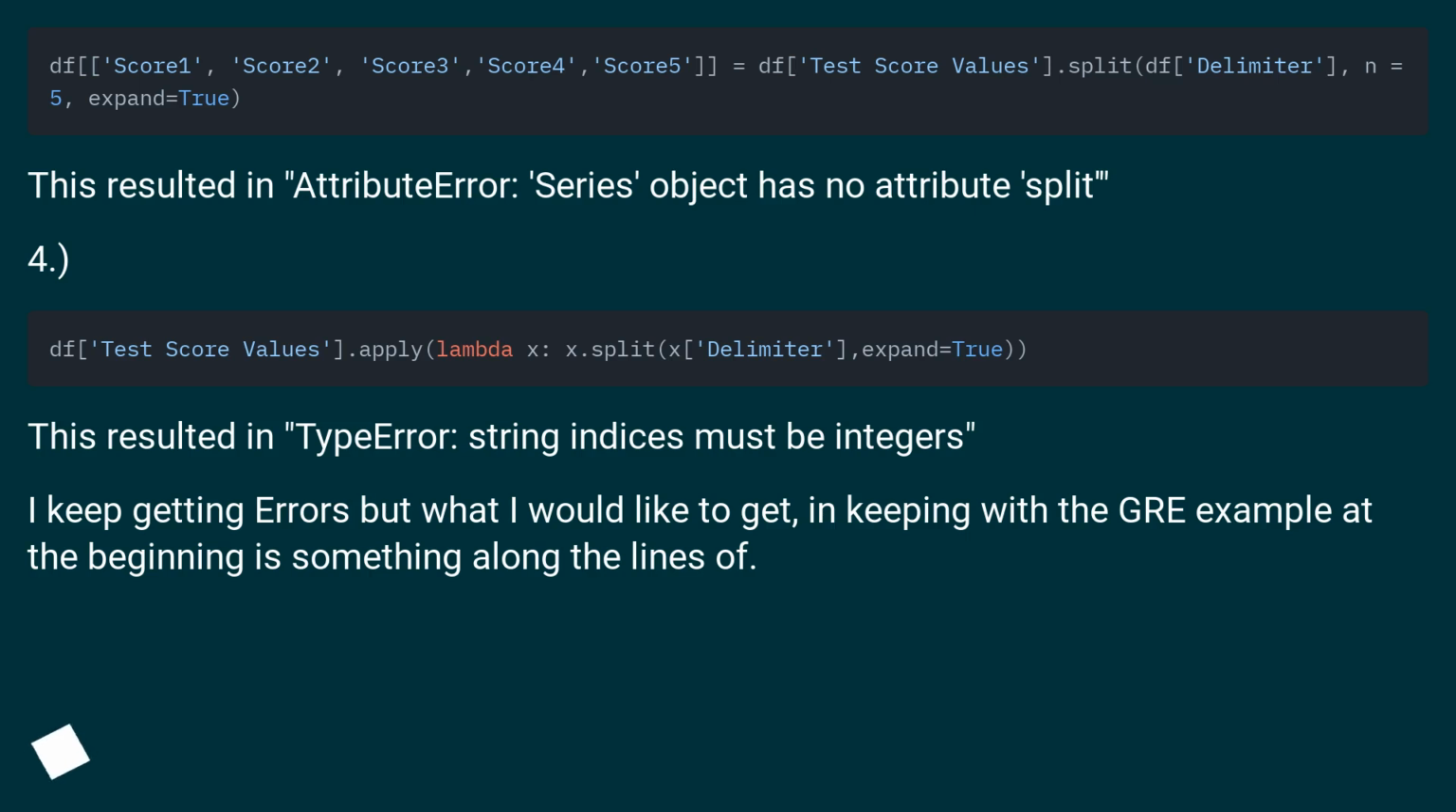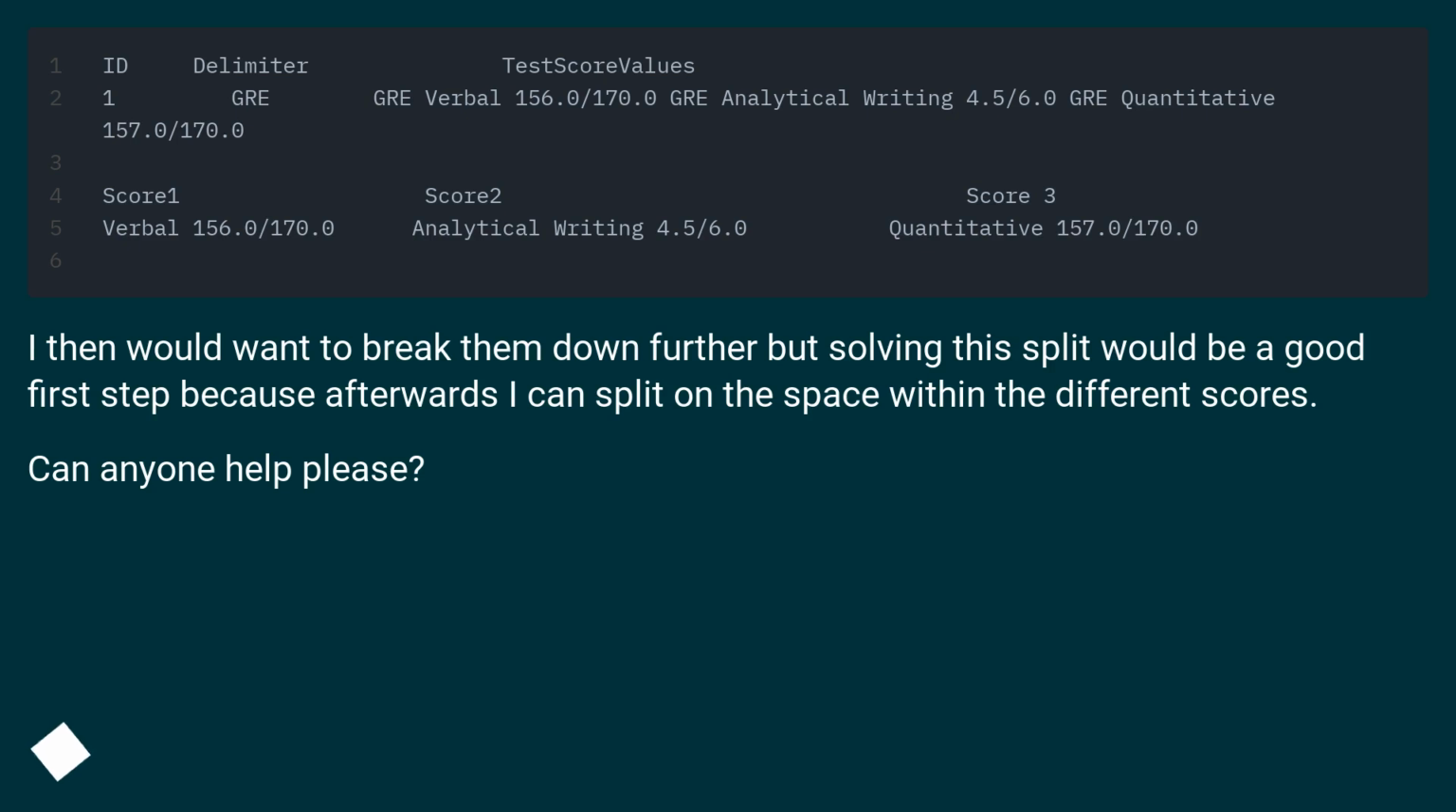I keep getting errors, but what I would like to get, in keeping with the GRE example at the beginning, is something along the lines of: I then would want to break them down further, but solving this split would be a good first step, because afterwards I can split on the space within the different scores. Can anyone help, please?